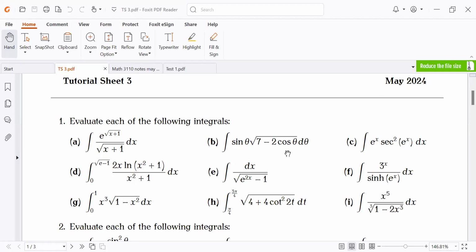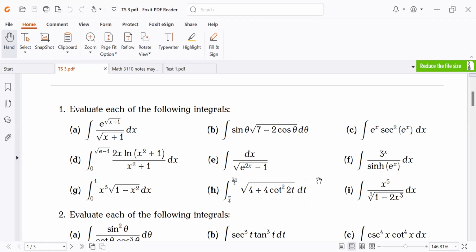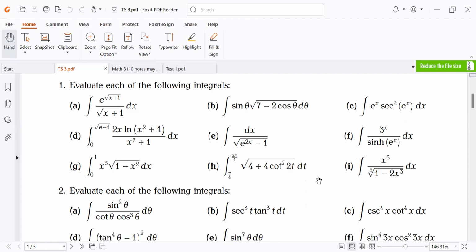So today we are looking at this tutorial sheet. We'll go question by question until where we feel like we can end. I think we did question 1A here. I'm not so sure which other questions we did.